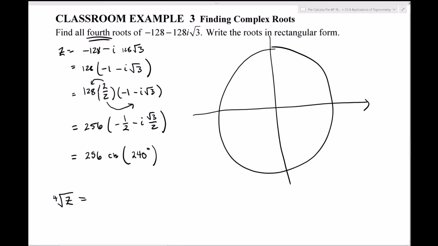And the very first fourth root of z I'm going to find, that is the fourth root of 256, which, by the way, the fourth root of 256, whatever that number is, that's going to be the radius of the circle that I drew out there. And then times cis of 240 divided by 4. Why divided by 4? Because we're talking about a fourth root. So that number is what you're going to divide the angle by. And that's going to give me the fourth root of that number.